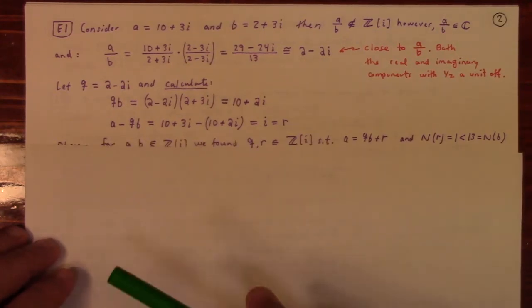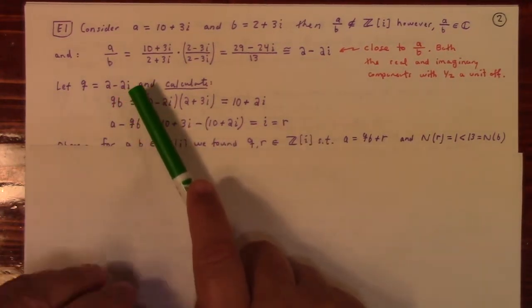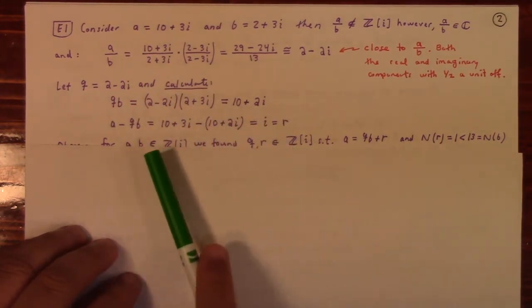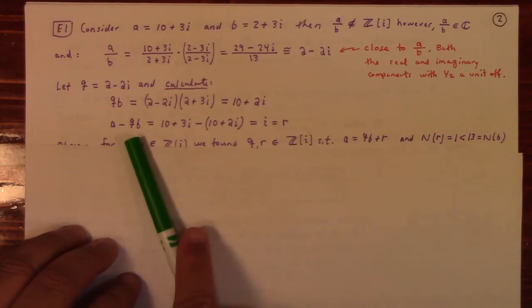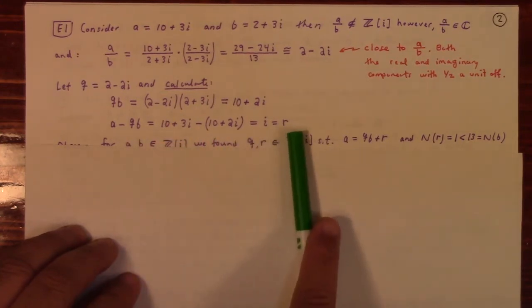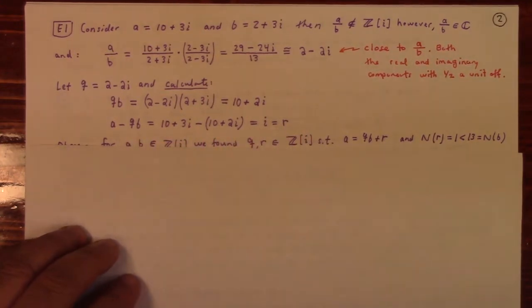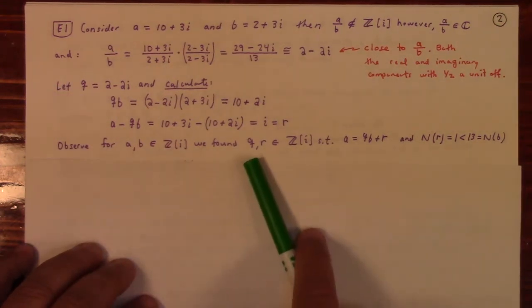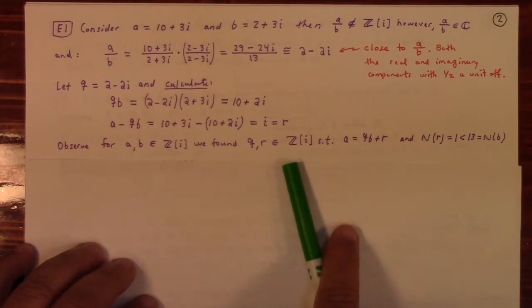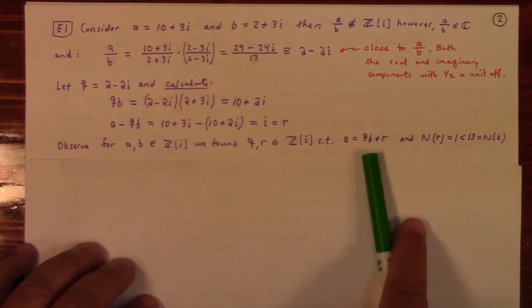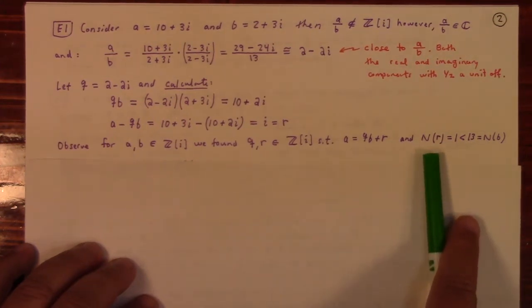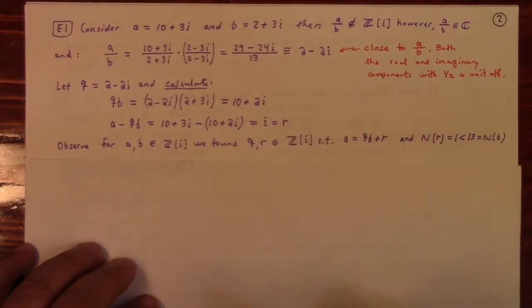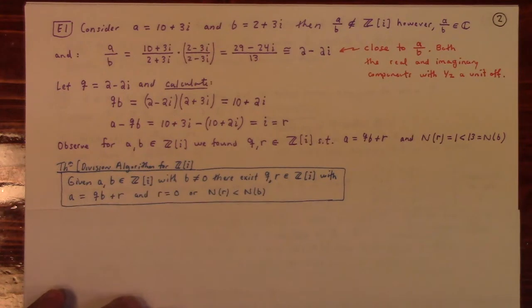So I put my q, my quotient, as 2 minus 2i. So q times b is 10 plus 2i. If I subtract qb off a, that gives me r. I call that the remainder. All right? And so there you have it. We found a quotient and a remainder in Gaussian integers such that a is equal to qb plus r, and the norm of r, in this case, is equal to 1, and that's less than 13, which is the norm of b. And so that sort of frames it for you.